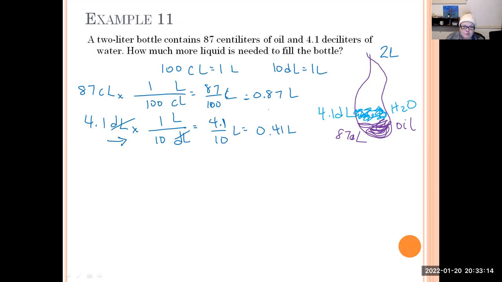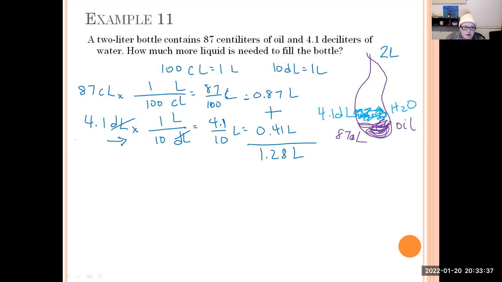Where's my little pen thing? There it is. We have to add those two numbers. And when we do that, we get 1.28 liters. So the oil and water together fill up 1.28 liters. So we're going to need to take that number that they're filling up and subtract it from the fact that we have a 2-liter bottle.